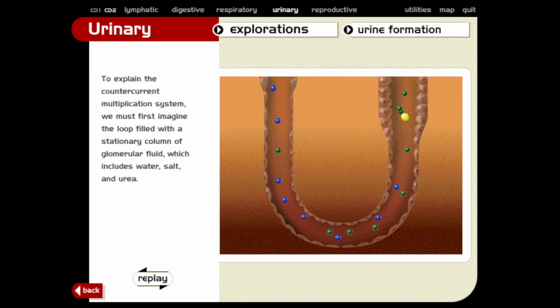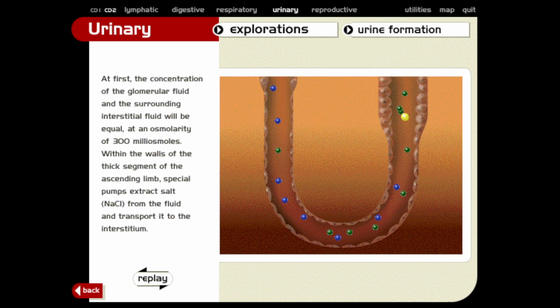To explain the countercurrent multiplication system, we must first imagine the loop filled with a stationary column of glomerular fluid, which includes water, salt, and urea. At first, the concentration of the glomerular fluid and the surrounding interstitial fluid will be equal at an osmolarity of 300 milliosmoles. Within the walls of the thick segment of the ascending limb, special pumps extract salt, sodium chloride, from the fluid and transport it to the interstitium.